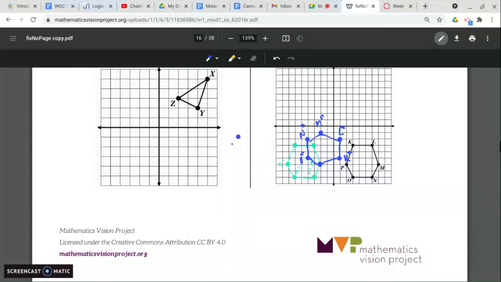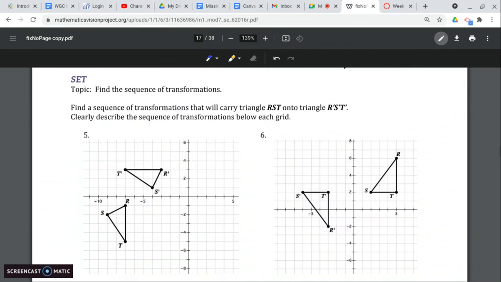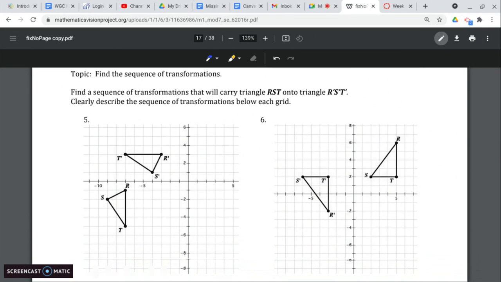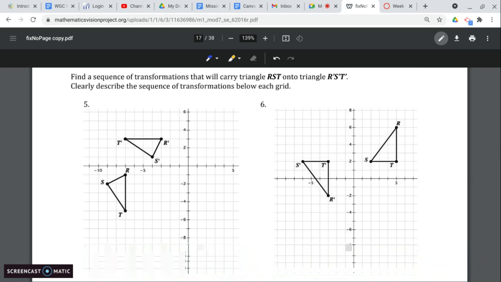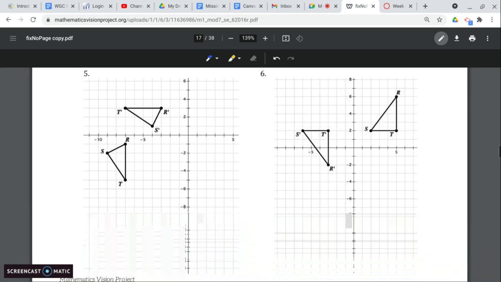All right, so now we're going to take a look at the set. Find the sequence of transformations. Now we have both the images, and we need to figure out how we got from one to the other. Sequence is your key word for this lesson, sequence. Find a sequence of transformations that will carry triangle RST to triangle R prime, S prime, T prime. Clearly describe the sequence of transformations below each grid.